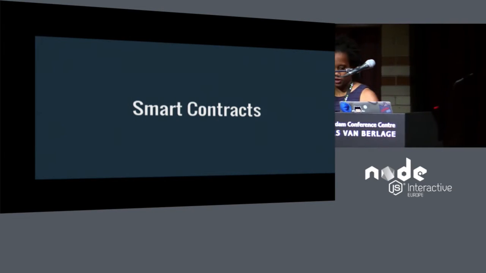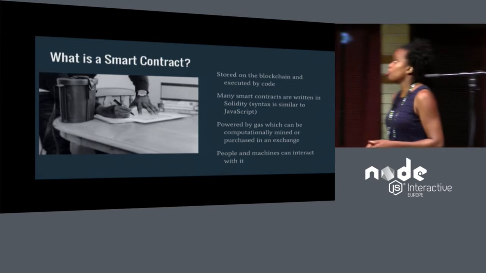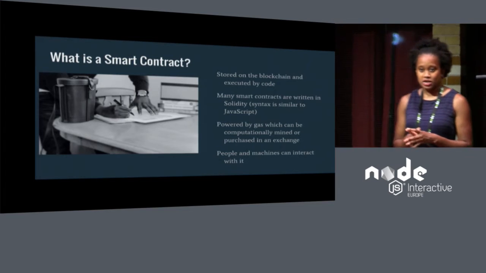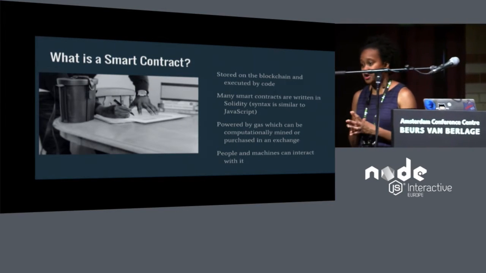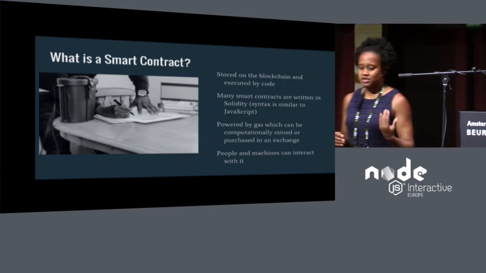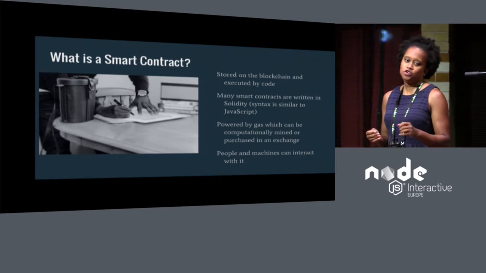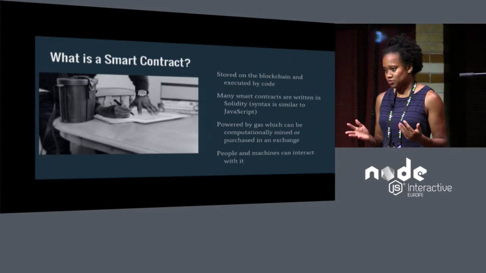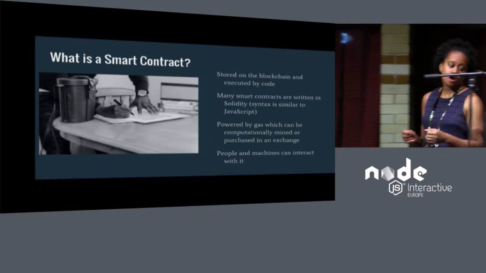So smart contracts. What are smart contracts? Smart contracts are stored on a blockchain and they are executed in code. Many smart contracts now use Solidity. Solidity has JavaScript syntax. I believe if you are a Python programmer, you would probably use Serpent, which has syntax that is similar to Python.